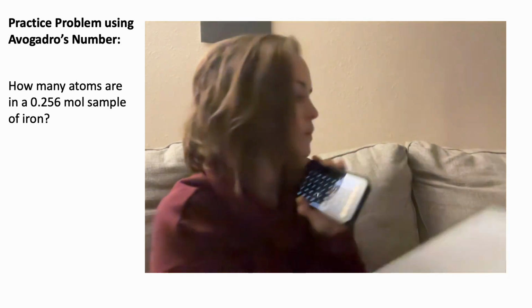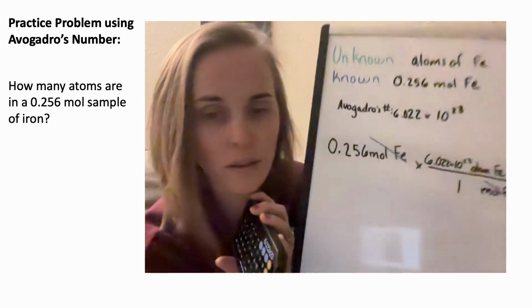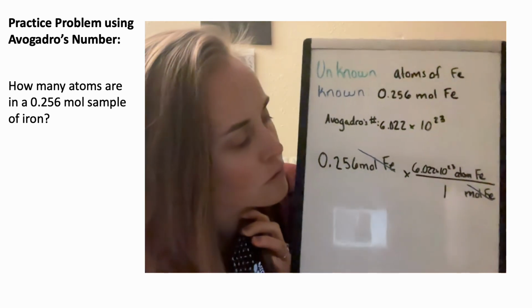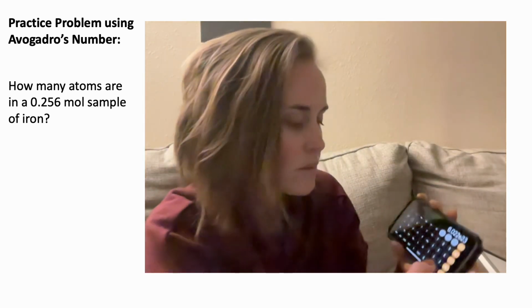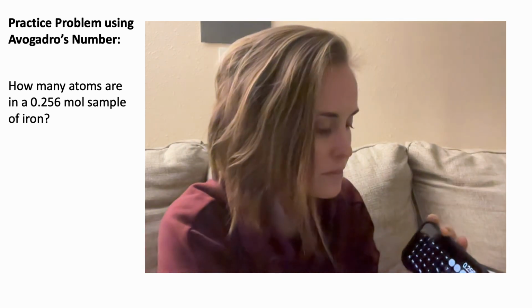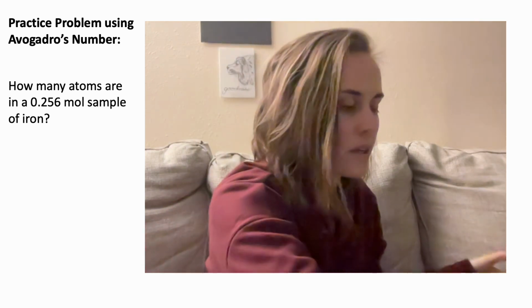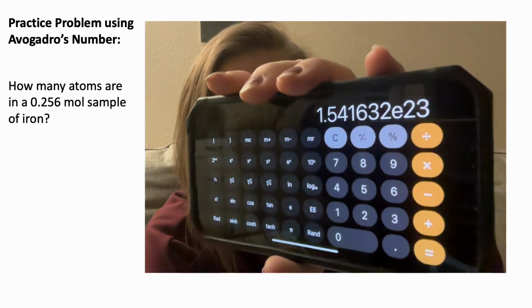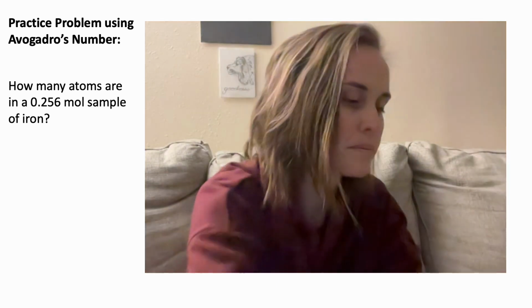And now I'm going to look at my equation and say, okay, what am I multiplying Avogadro's number by? Oh, I'm multiplying it by that 0.256 moles. So I multiply that by 0.256. And your answer is going to look probably like this, or something very similar.